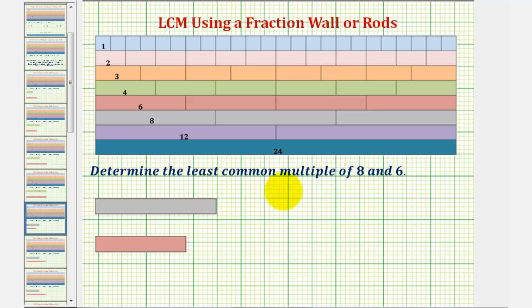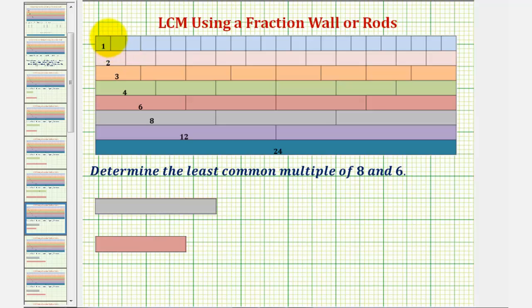We want to determine the least common multiple, or LCM, of 8 and 6, which should be the smallest number that's a multiple of both 8 and 6, and also the smallest number that can be divided evenly by 8 and 6. We'll show how to find the least common multiple using what's often called a fraction wall, as well as how to find the least common multiple using loose rods.